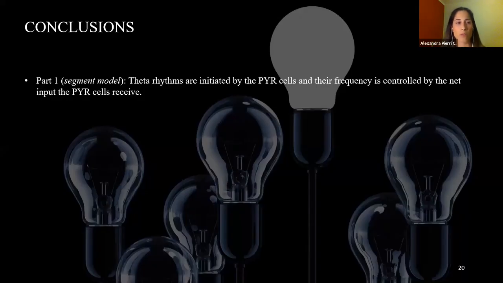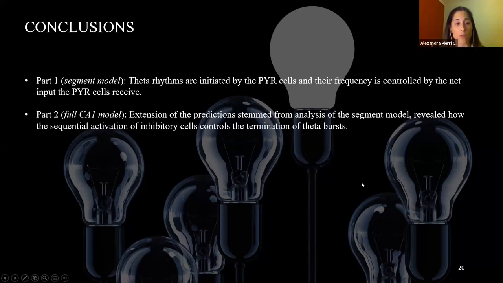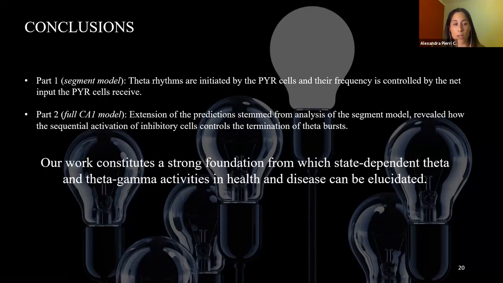So that takes me now to the end of my presentation. In the first part, using the segment model, we showed that the theta rhythms are initiated by the pyramidal cells and the theta frequency is controlled by the net input, the mean input they receive. And in the second part, I showed how the termination of the pyramidal cell theta burst is controlled by sequential activation of inhibitory classes. Thank you very much for your attention.